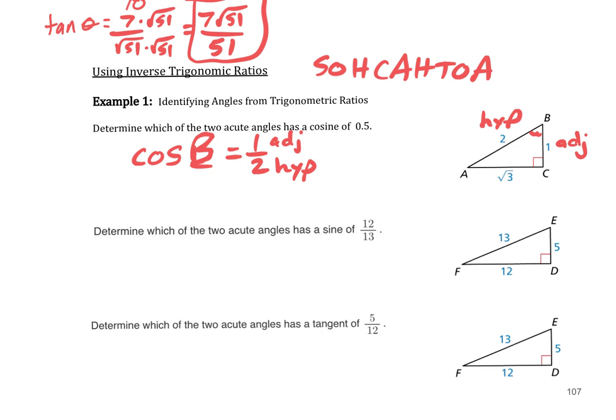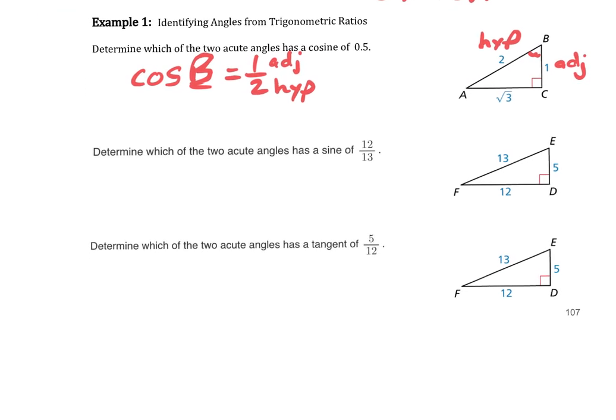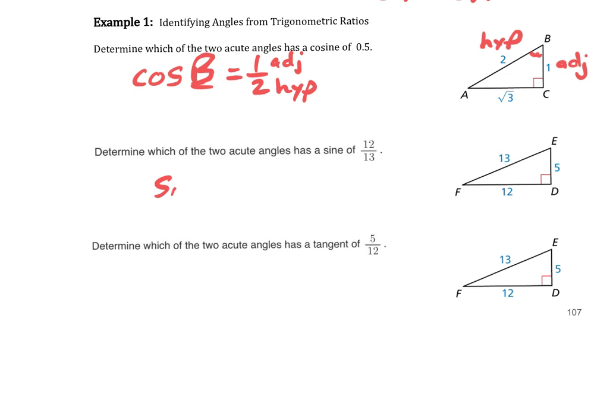Okay? That's all it's asking us. Determine which of the two acute angles has a cosine of 0.5. My answer is either A or B. So you might say, well, it's 50-50. But we got to kind of process and figure it out based on what we've got. Okay, so here's, once again, how we're going to write it. Sine of something equals 12 over 13. It gives me the trig function. It gives me the ratio. I have to figure out which acute angle. So my answer here is either E or F. It will never, ever be the 90-degree angle. Which acute angle has a sine of 12 over 13?